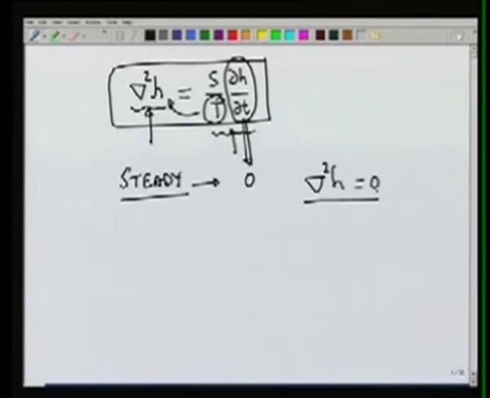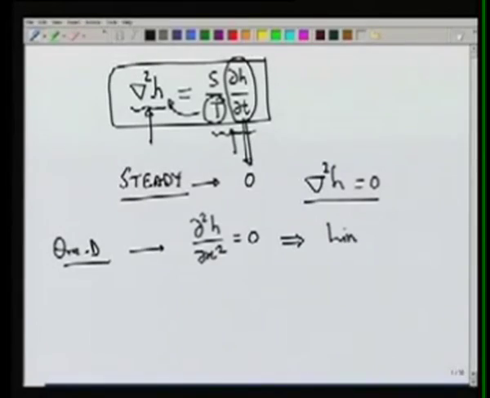If we assume that the flow is one-dimensional, we have a very simple equation. So for one-dimensional flow in the x direction, we can write that the second derivative of h with respect to x will be equal to 0, which gives us a linear head profile as h equal to c0 plus c1x. The values of c0 and c1 would be obtained based on the boundary conditions.